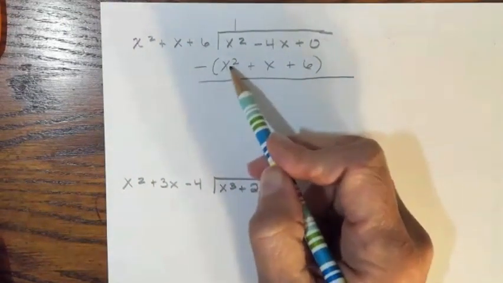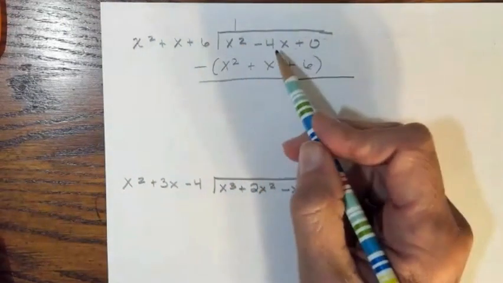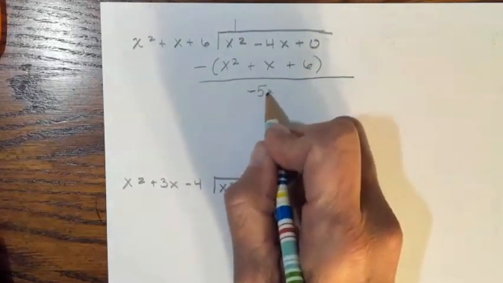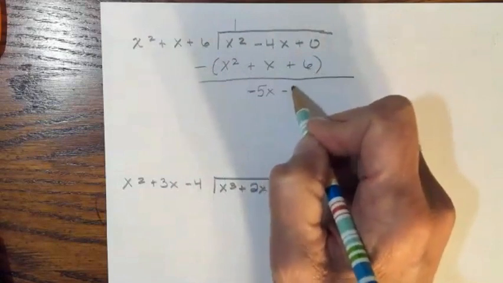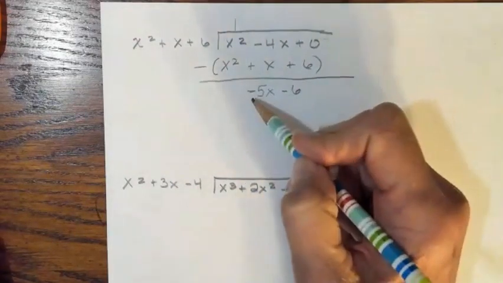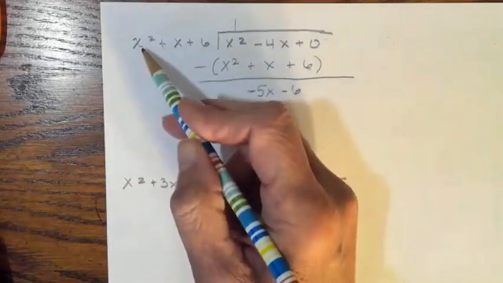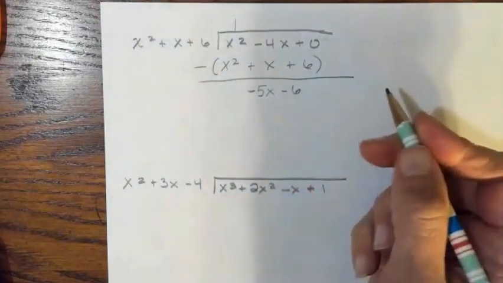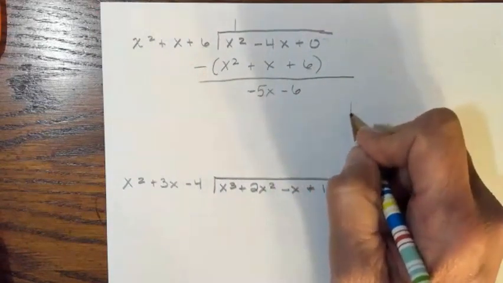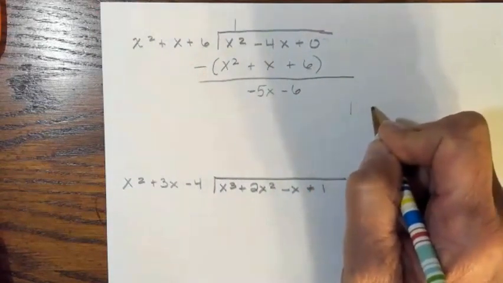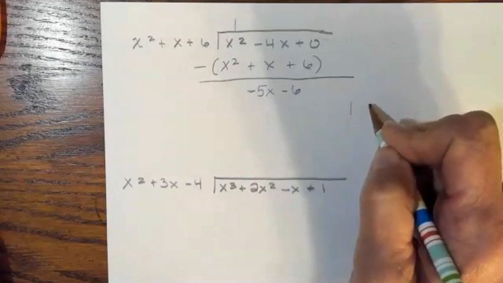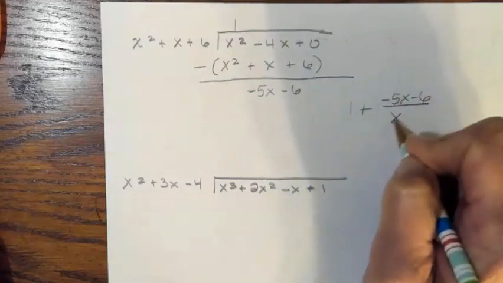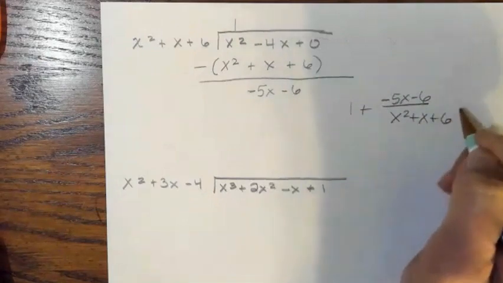So x squared minus x squared, that's gone. -4x minus x is -5x. And 0 minus 6 is -6. At that point, I have -5x divided by x squared. I can't divide that, so this whole thing is my remainder. So I'm left with 1, and I'm going to write it as plus -5x minus 6 over x squared plus x plus 6.